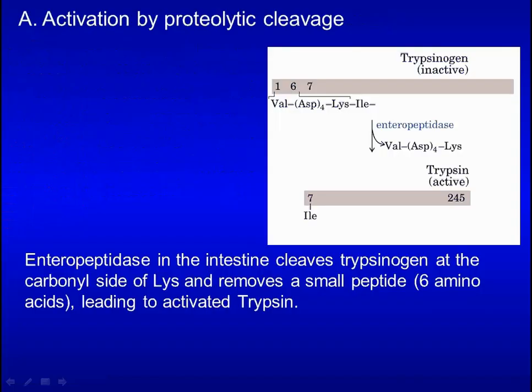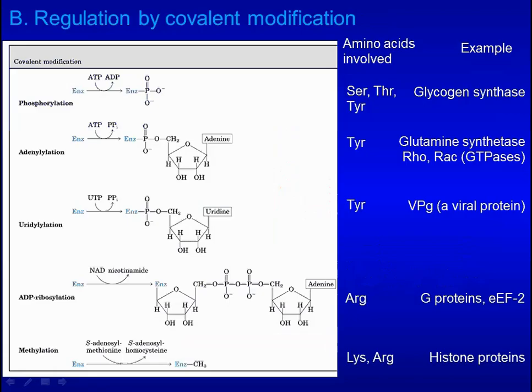For example, trypsin is derived from trypsinogen, which is inactive. After removal of the first 6 amino acid residues by proteolytic cleavage, it becomes active. Now, this protein is called trypsin. Enzymes can be modified covalently, such as by phosphorylation, adenylation, ADP-ribosylation, and methylation. Today, we will focus on phosphorylation and ADP-ribosylation.